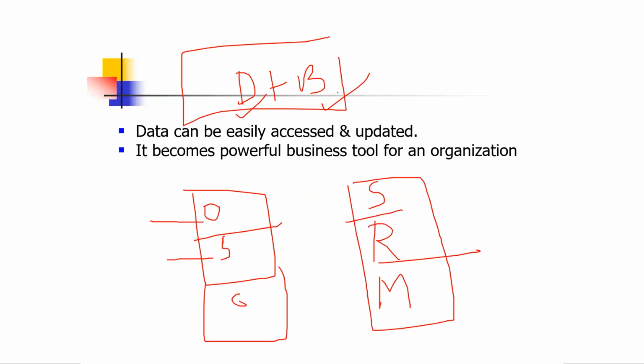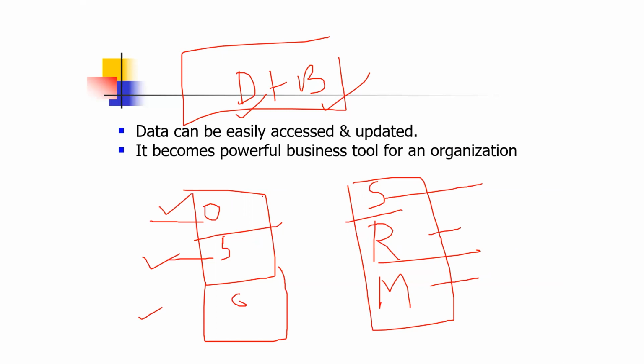Database is the collection of information, collection of data in an organized manner, structured manner, controlled manner, so that we can easily store the data, retrieve the data, manipulate the data.